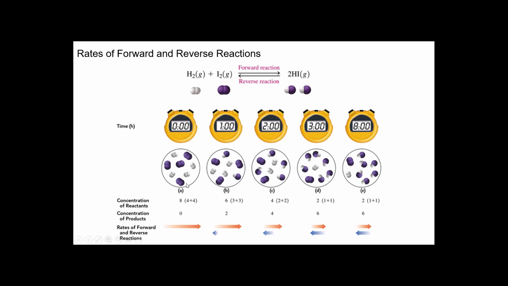So at time 0, we only have reactants because we don't have a product, because the chemical reaction hasn't occurred. They're letting you know that there are 8 molecules in here, 4 and 4. So that means that they have 4 hydrogen and 4 iodide in this.